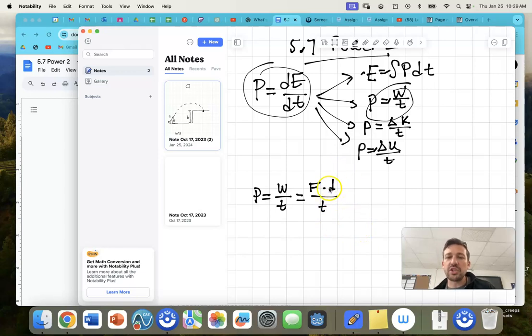Now, what I'm going to do is focus on splitting this up. So we can rewrite this as force times distance over time. Distance over time. That reminds me of a formula we know. That's the same as velocity, right? So we have a new formula now. We have power is equal to F v. F times v. Now I'm going to pause you for just one second.